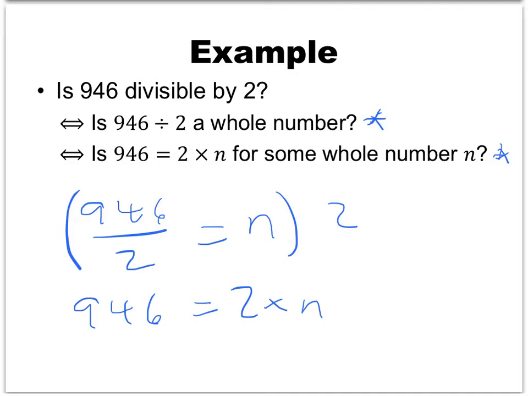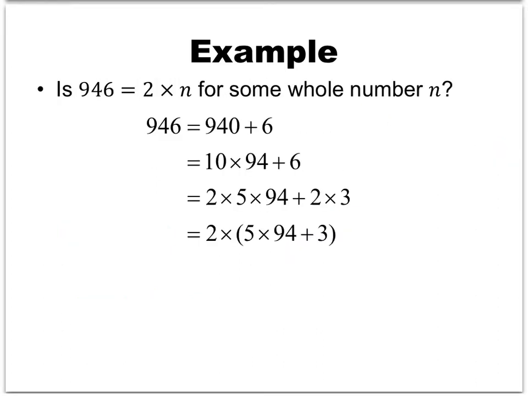So let's work with this third idea to try to answer this question, is 946 divisible by 2? And we're going to take a little bit of an algebraic approach here to answer this question, is 946 equal to 2 times n for some whole number n? And so we're going to start off here, we're going to take the number 946 and we're going to write it as the number 940 plus 6. Now, why can I do that? Well, because if I add 940 and 6, I really do get 946. Now, why do I do it? Well, just stick with me. You'll see why we do it.